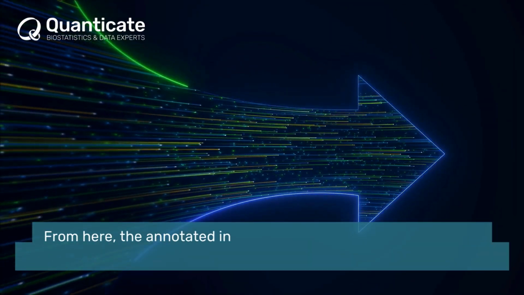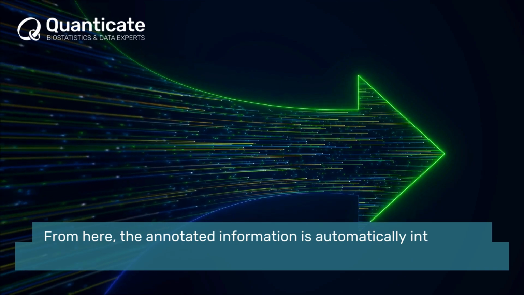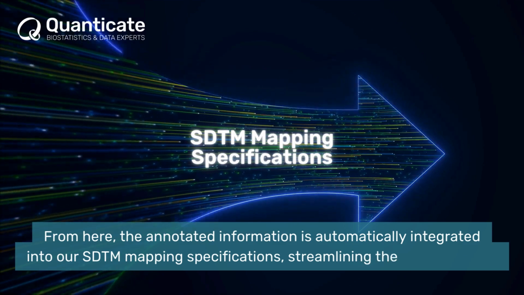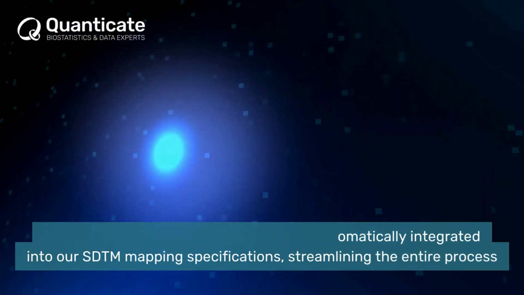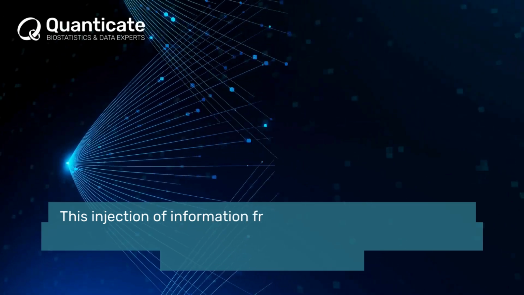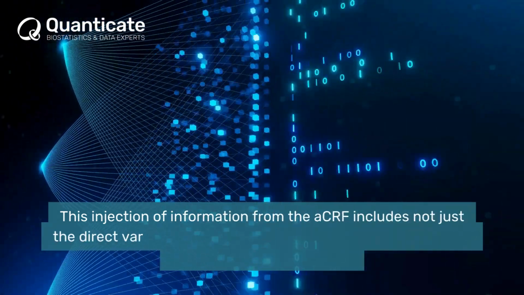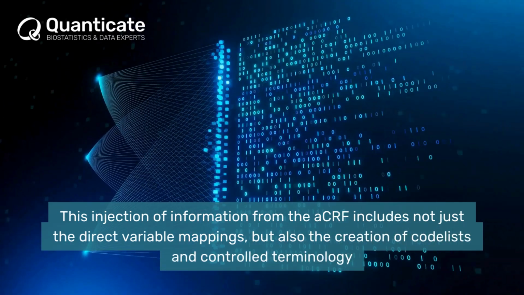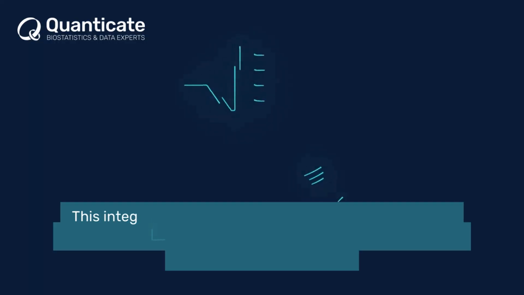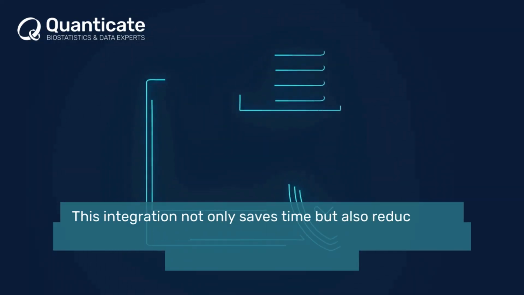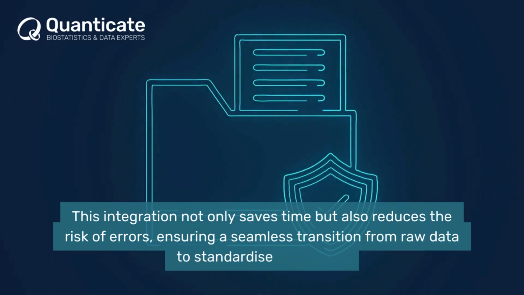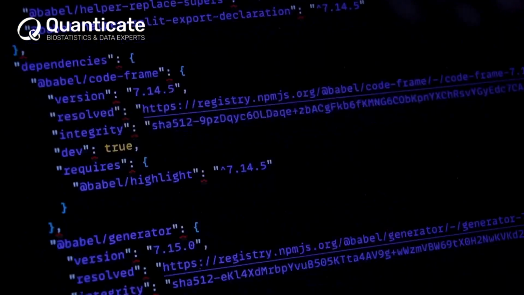From here, the annotated information is automatically integrated into our SDTM mapping specifications, streamlining the entire process. This injection of information from the ACRF includes not just the direct variable mappings, but also the creation of code lists and controlled terminology. This integration not only saves time, but also reduces the risk of errors, ensuring a seamless transition from raw data to standardized datasets.